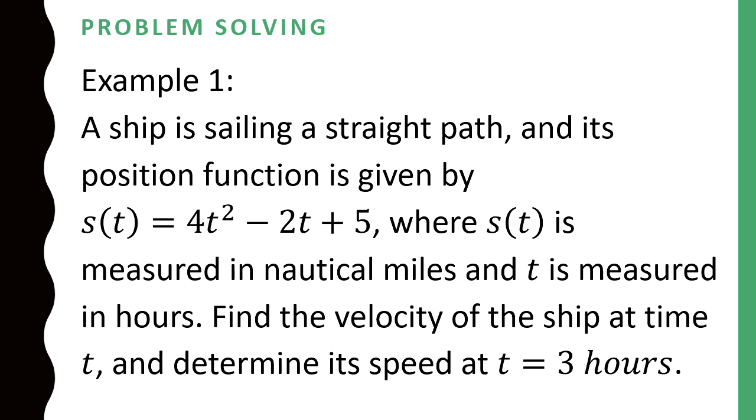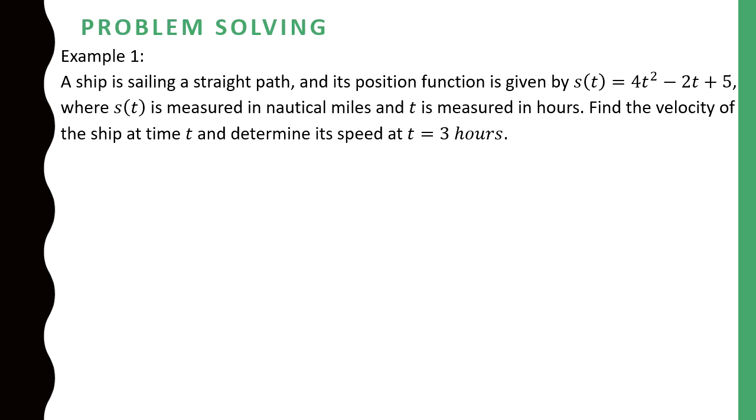We have example number 1. A ship is sailing a straight path, and its position is given by S of t equals 4t squared minus 2t plus 5, where S of t is measured in nautical miles and t is measured in hours. Find the velocity of the ship at time t and determine its speed at t equals 3 hours. Now, remember, again, we have said earlier that velocity is the derivative of distance, and in this case, distance is represented by our position function.